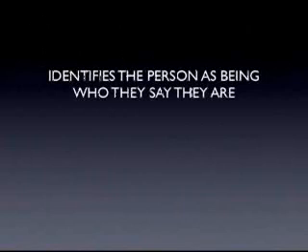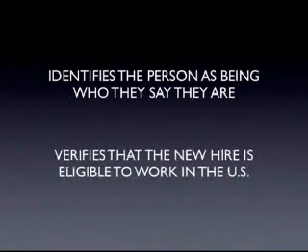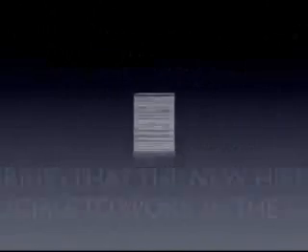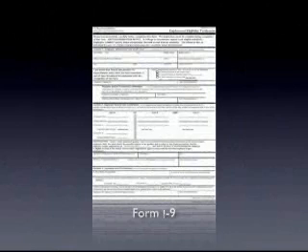Do you have 4 or more workers? If you do, then by the end of the 3rd business day after you hire someone, you and they have to complete a document that accomplishes 2 things. 1, it identifies the person as being who they say they are, and 2, it verifies that the new hire is work eligible in the United States. That document is called the Form I-9.